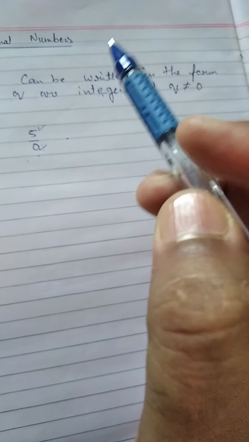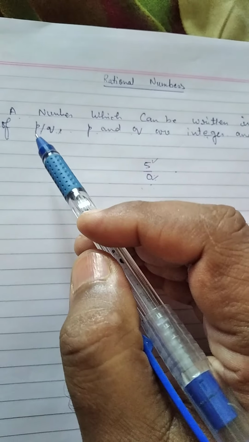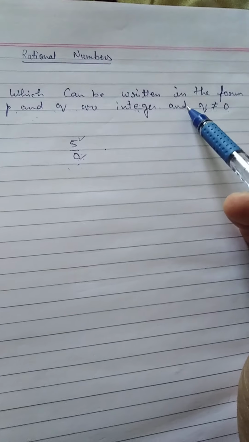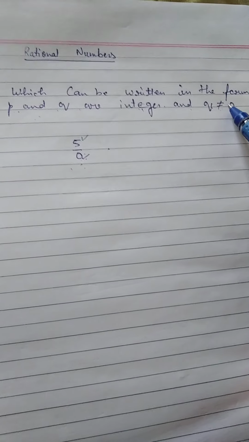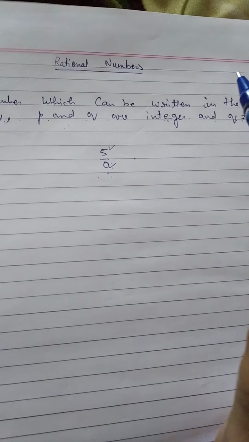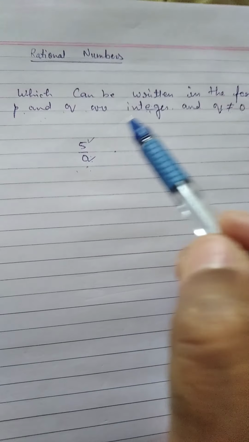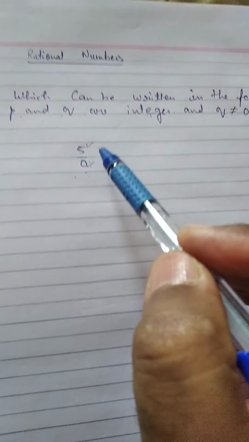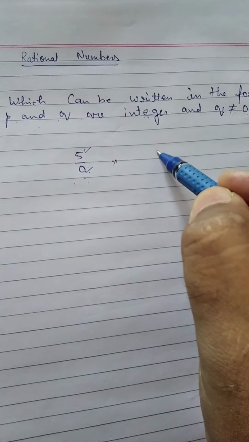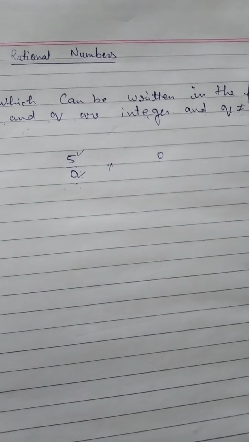So for a rational number, all three conditions should be satisfied: the first condition P upon Q, the second condition P and Q are integers, and the third condition Q not equal to 0. If any one condition is not satisfied, you cannot say the number is rational. For another example, suppose we have 0. Sometimes you are confused: is 0 a rational number or not?